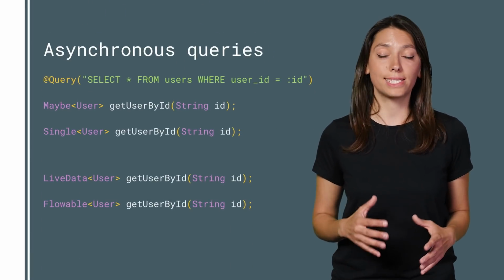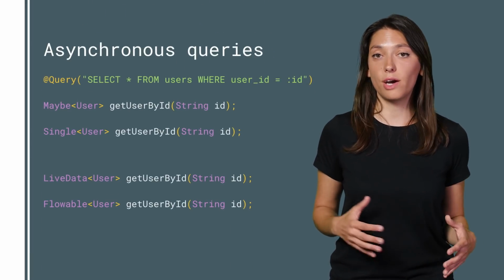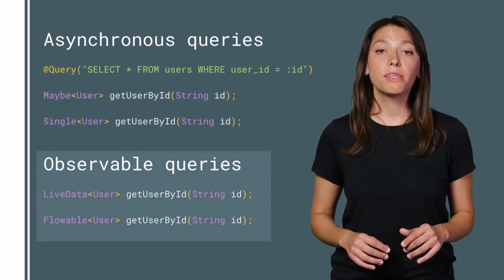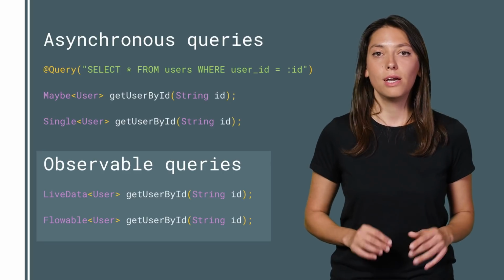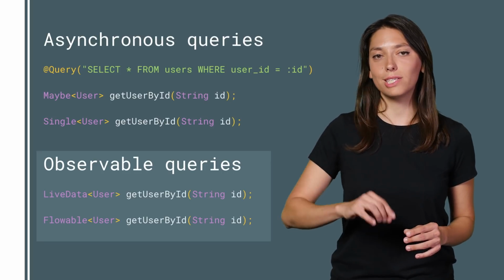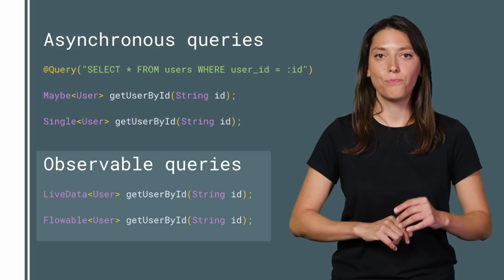Room also supports asynchronous queries when working with live data or RxJava. Even more, the queries that return live data or flowable objects are observable queries, meaning that you'll get notified every time the data in the table updates.